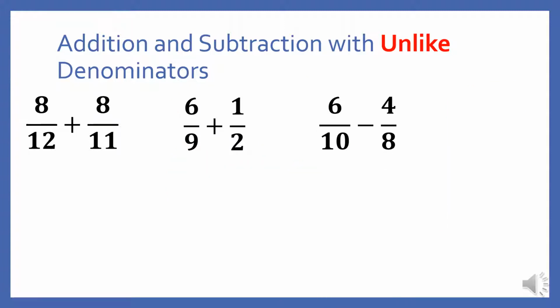We have 6 over 10, take away 4 over 8. Again, what is the rule of thumb? When adding or subtracting fractions, I must have common denominators. Okay, what is the lowest common multiple of 10 and 8? What number could 10 go into and 8 go into? Could 8 go into 10 without a remainder? Nope. Could 10 go into 8 without a remainder? Nope. So we multiply the two numbers. 10 times 8 is 80. So 80 is our LCM.